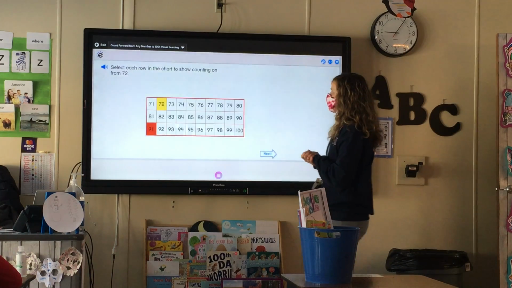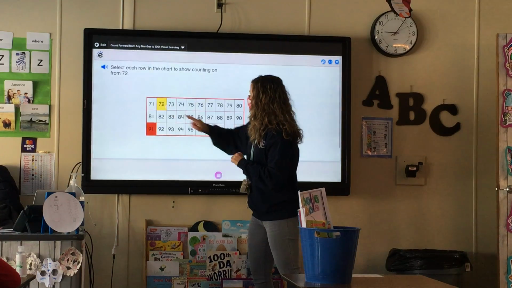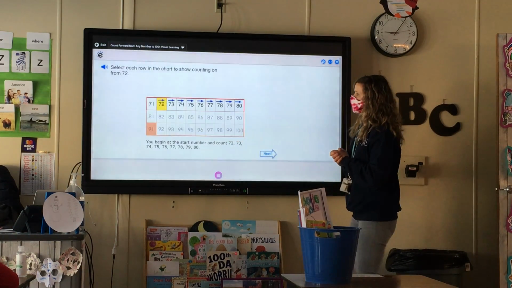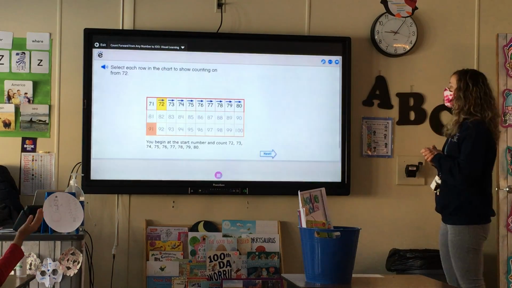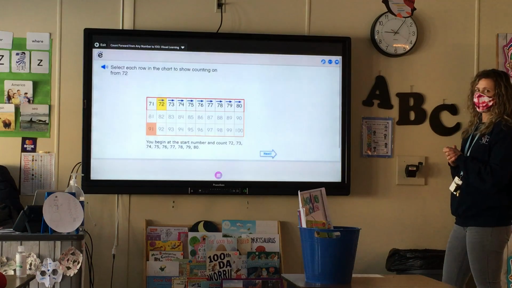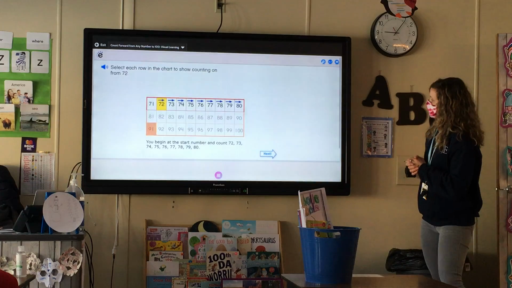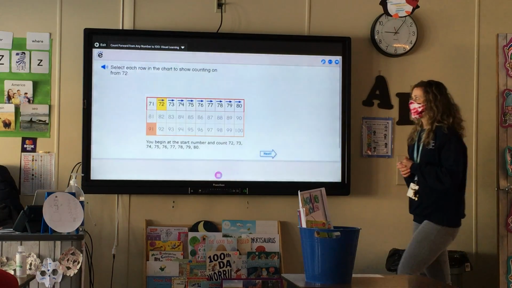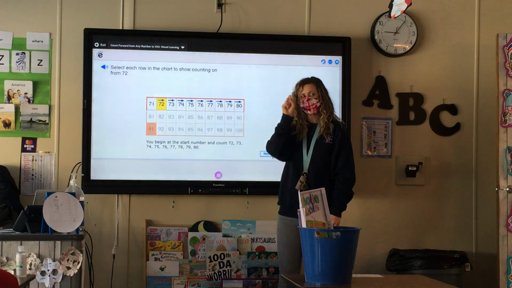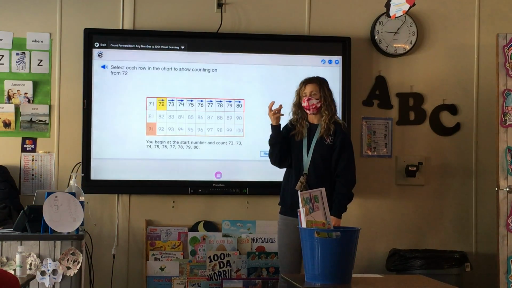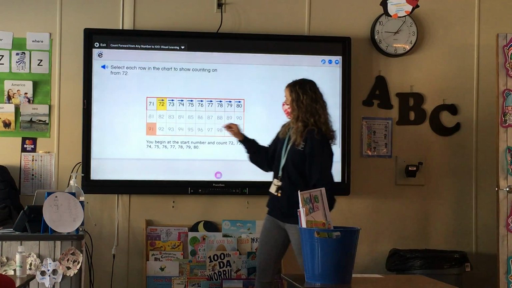Okay, let's see what they want us to do here. Select each row in the chart to show counting from 72. Okay, so let's click. You begin at the start number and count 72, 73, 74, 75, 76, 77, 78, 79, 80. Okay, so you see all the little arrows above each one? Okay, so we're going to be kind of practicing that just to show which direction we go and which numbers we've counted. Instead of just tapping each number, they want us to draw those arrows in there today. Okay, now let's do this one.